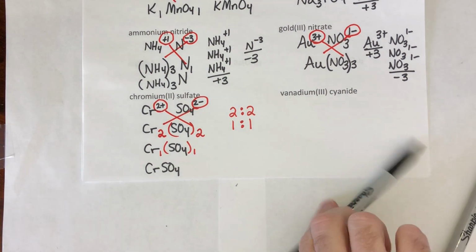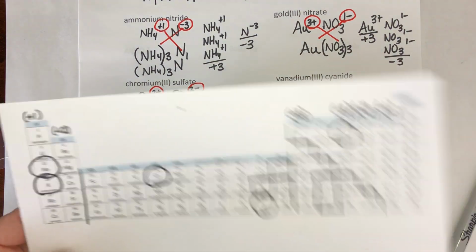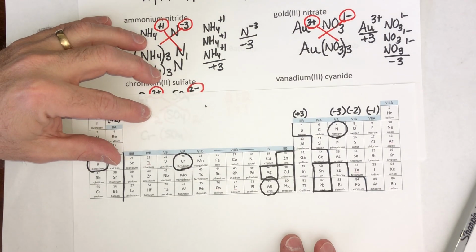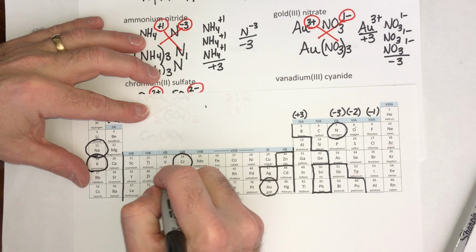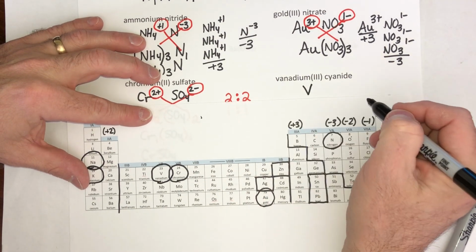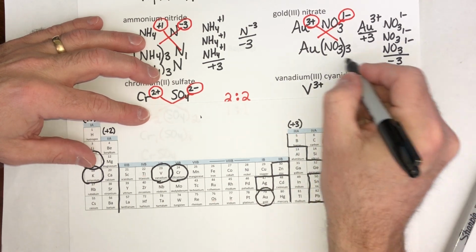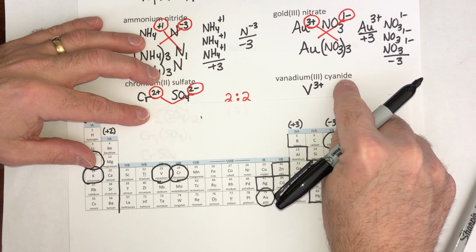All right, last one. Let's talk vanadium cyanide. The minute that I see that there's Roman numerals on the vanadium, I know that it is a transition metal. Vanadium is here, so that'll be a vanadium. The 3 tells me that it's a 3+. And there's cyanide. Now, it ends in "ide."